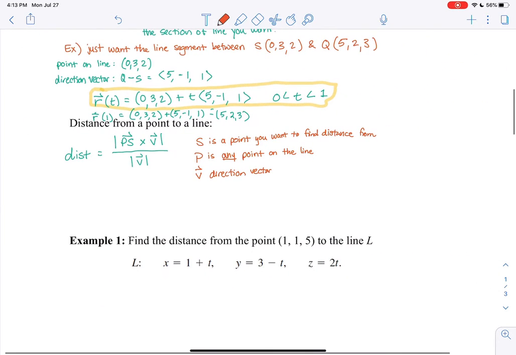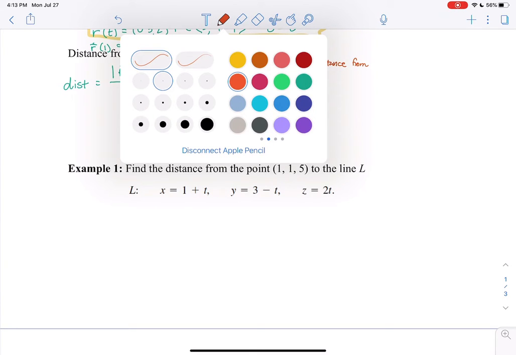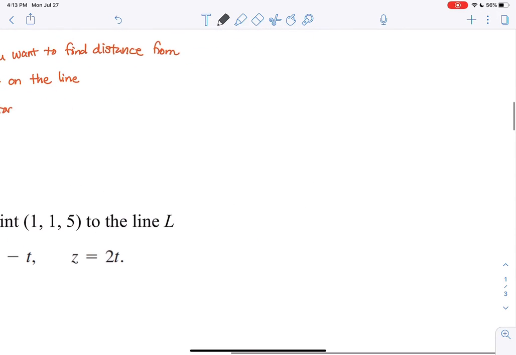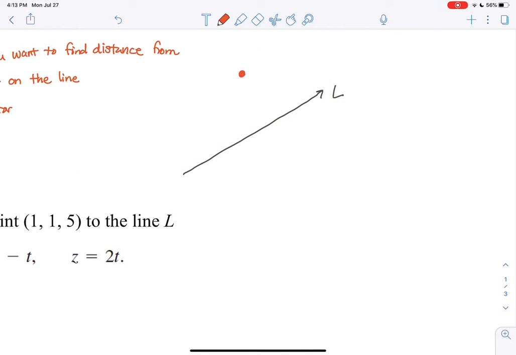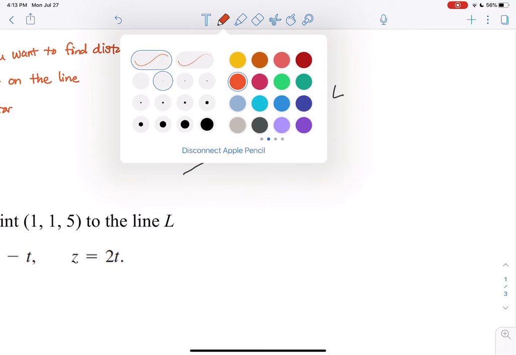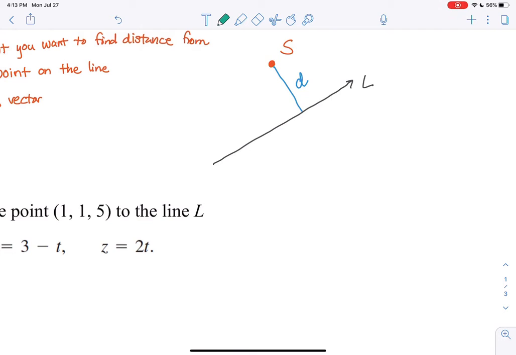So we can apply that in this example. I can draw just a little picture of what's going on here. So if we have a line like this, here's our line L. You might have a point S here. You're wanting to find this distance. So here's the distance that you get from the formula. And then the point P can be any point on L. So you could use a point here. It could be way out here. Any point on the line works for P.